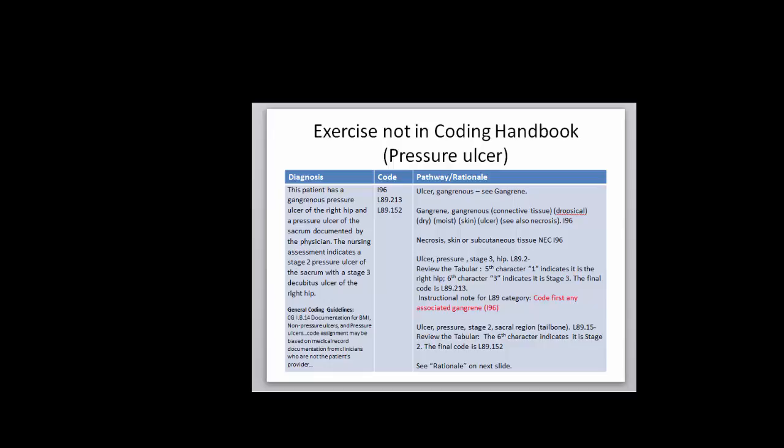So I have the pathway here on the right, and you can see how I got those codes, and then the rationale we'll look at on the next slide. But I did want to bring to your attention this instructional note for the L89 category. You are going to code first the gangrene because that's your most serious thing you have to deal with here. The gangrene, if you don't know, is just dead tissue, and it is not a good thing when you start having dead tissue in these ulcers. It takes a lot longer for them to heal, to fill back in.